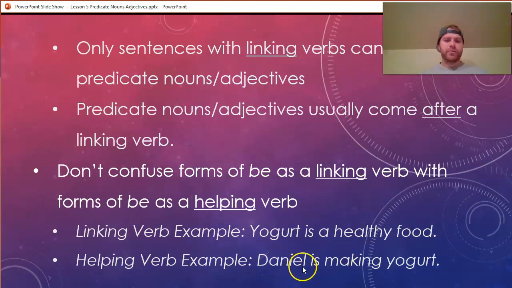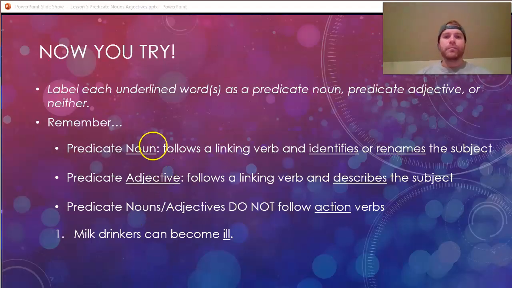As a helping verb, we have Daniel is making yogurt. Is not a linking verb there. It's a helping verb because making is that main action verb. Notice there, Daniel is not yogurt, right? Yogurt is simply what Daniel is making. It's a direct object. The rest of our slides here are all practice.